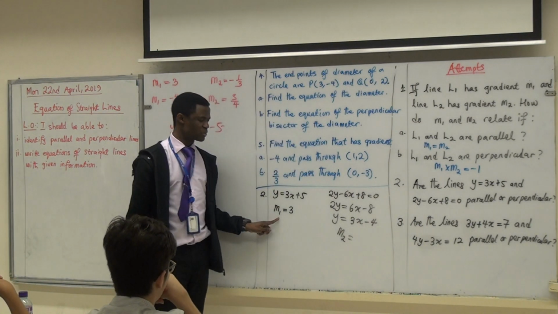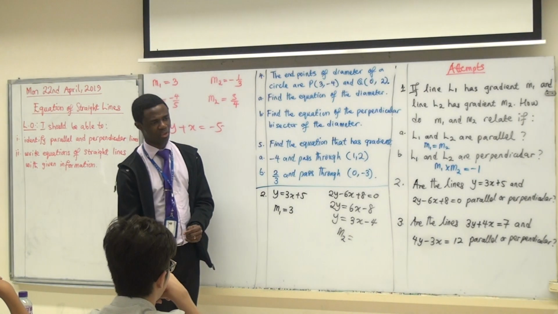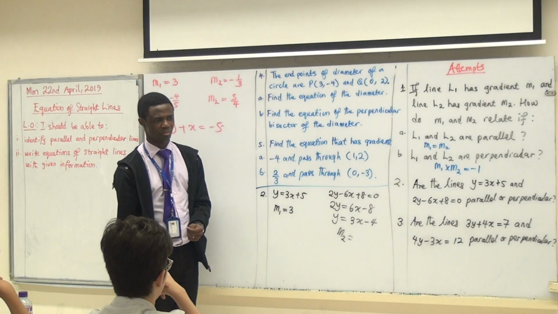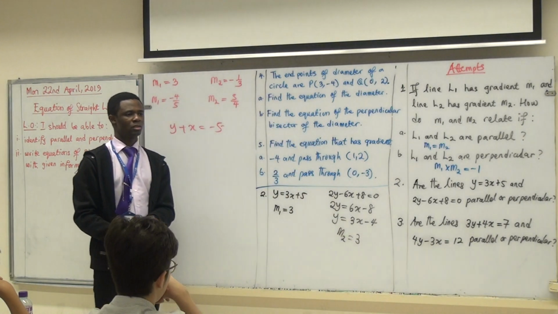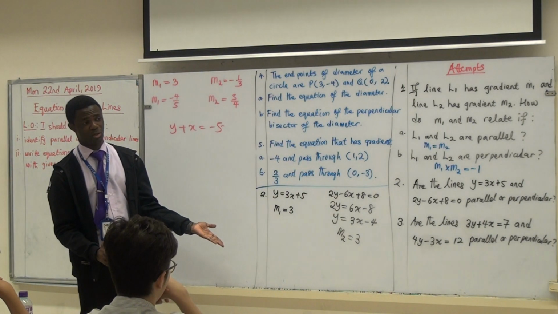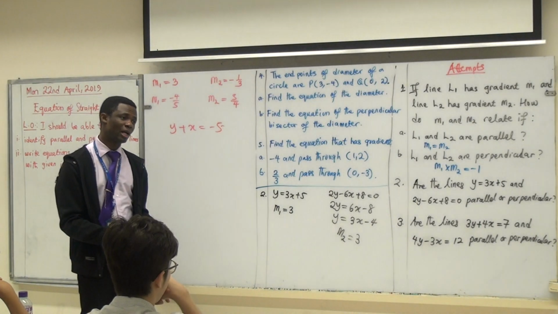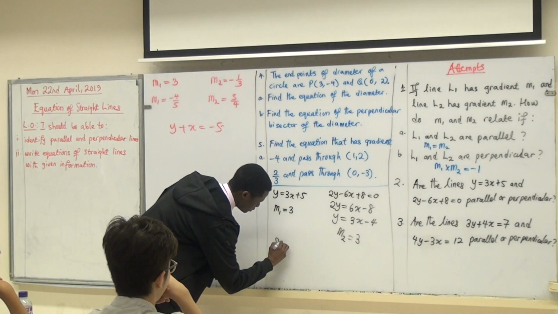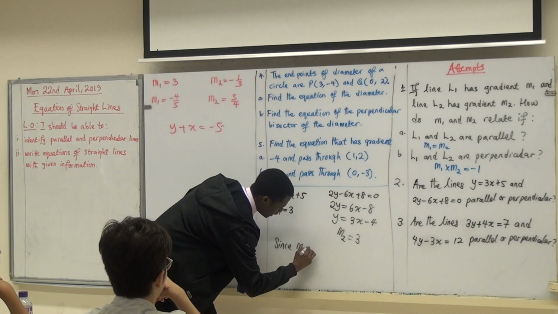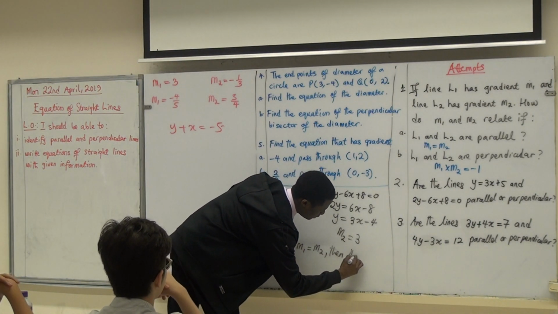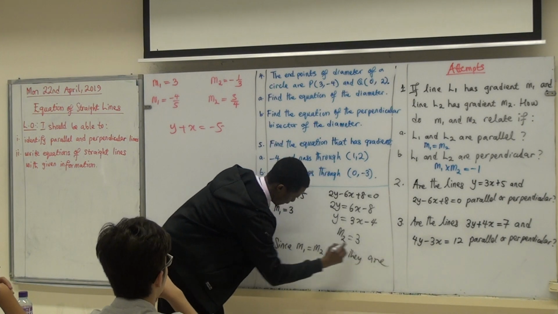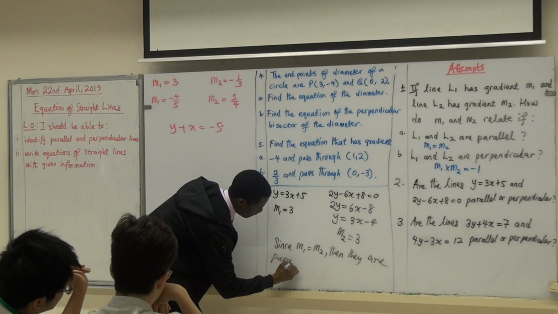So you use this subscript to tell us the first and the second. That's why it is called M1 and M2. Okay? So my M2 is what? 3. And I need you to comment on why you are concluding they are parallel. Since M1 equals M2, then they are parallel lines. That's it.